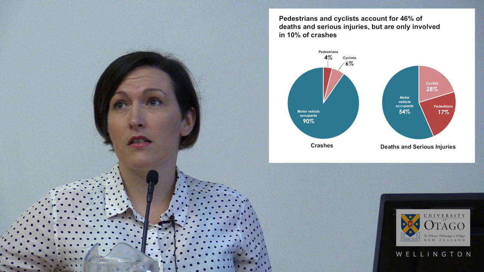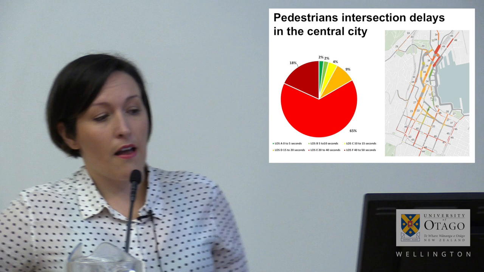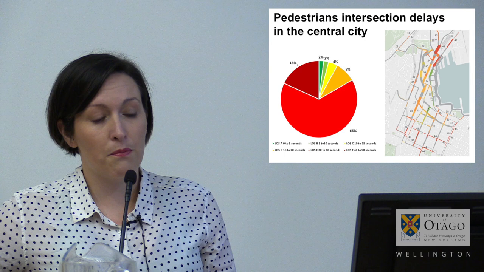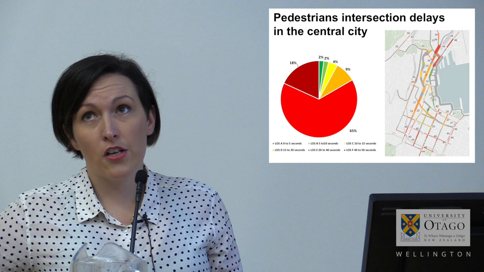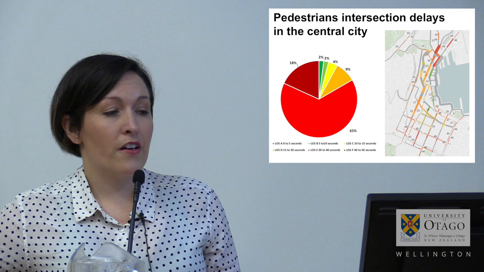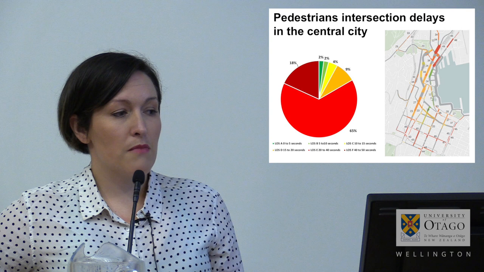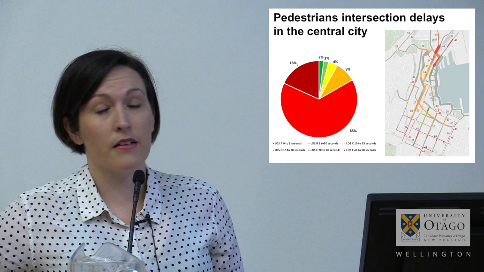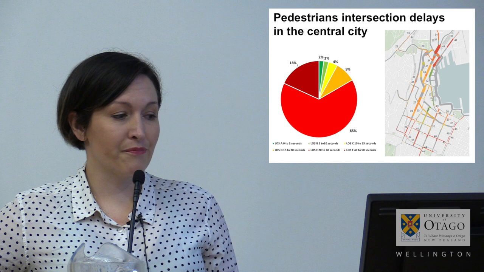And then this is looking at intersection delays for pedestrians in the central city. On the pedestrian tool that we have, we also have the average delays at each intersection in the morning, afternoon, and evening. And you can see, just using the standard engineering manual of level of service A to F, that over 80% of intersections in the central city are giving pedestrians an unacceptable level of delay, either an E or F level of service, which means that they're waiting over 20 seconds and up to a minute to cross the street.